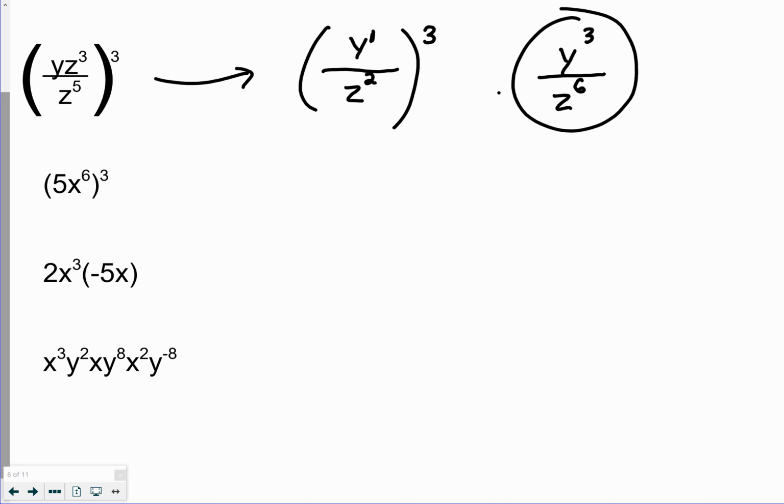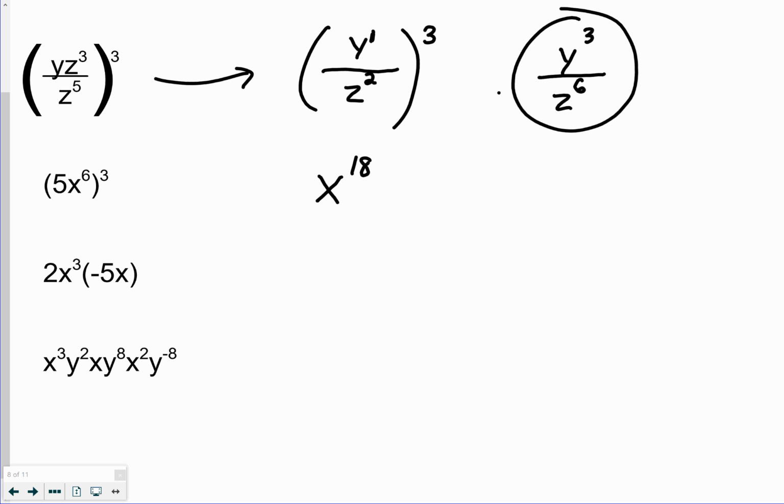5x to the 6th power, all of that cubed. Now, most students at this point feel confident on what to do with x to the 6th power cubed. That's another power to a power, so what do you do? You multiply, and you get x to the 18th power. But what I see every year is students struggle with this coefficient. Is that coefficient in the parentheses? Yes. So it also needs to be cubed.